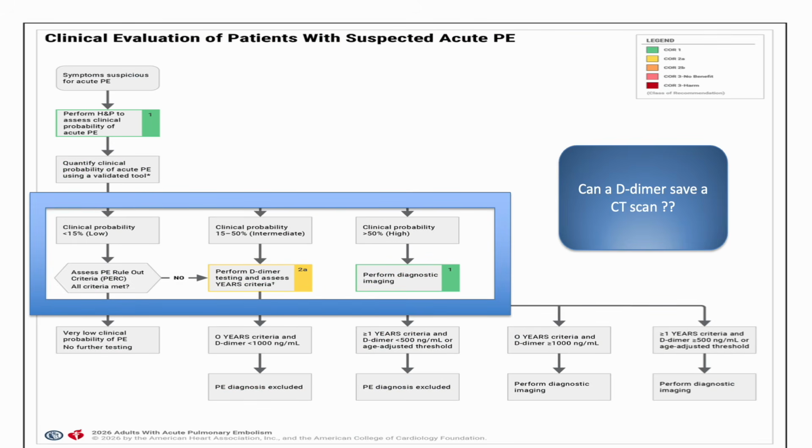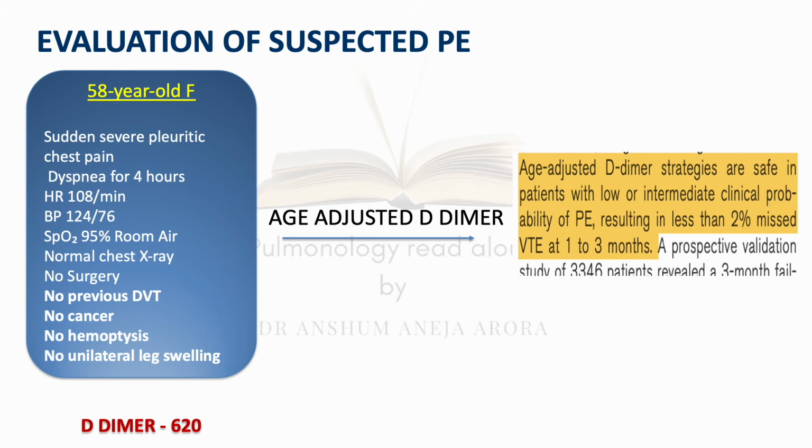So, coming to the second part, now the clinical probability is intermediate for our patient. So, a D dimer is the next logical step. So, the guideline flowchart says perform D dimer testing and assess YEARS criteria. So, we'll come to YEARS criteria, but can a D dimer save us from a CT scan? So, for our patient, Mrs. Mehta, we have looked at the Wells score, and we now know that her D dimer came out to be 620. You could also use age adjusted D dimer because she's more than 50 years of age.